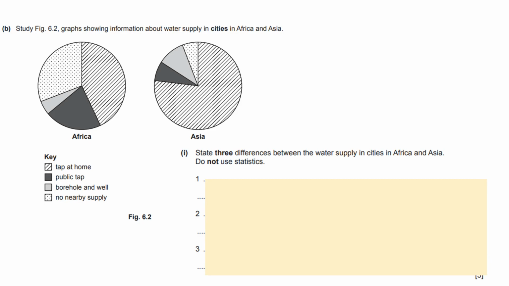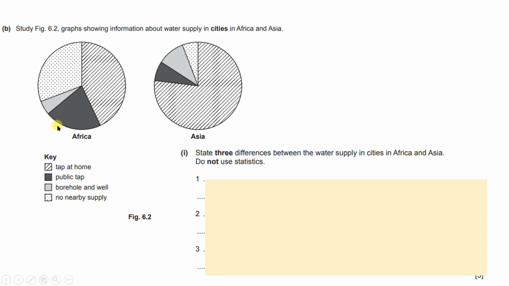Now we have two pie graphs, or pie charts, here. Study Figure 6.2, a graph showing information about water supply in cities in Africa and Asia. We have two there. Now, anytime you're given a pie graph, one thing you should look at is your key. The key will help you to interpret it. Now, they say we should state 3 differences between water supply in cities in Africa and Asia. Do not use statistics. So all we need to do here is look at these 2 pie graphs. Here, tap water is high. Tap at home is higher in Asia than Africa.